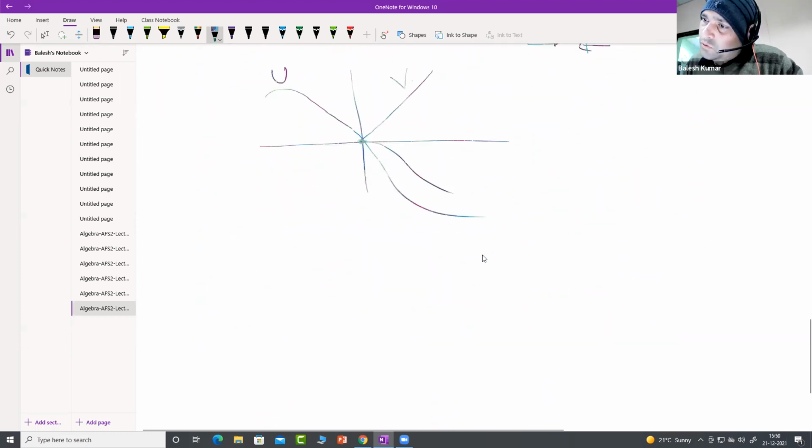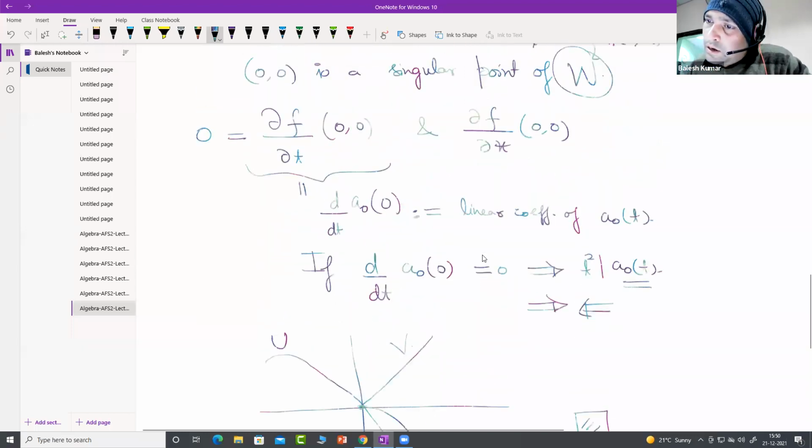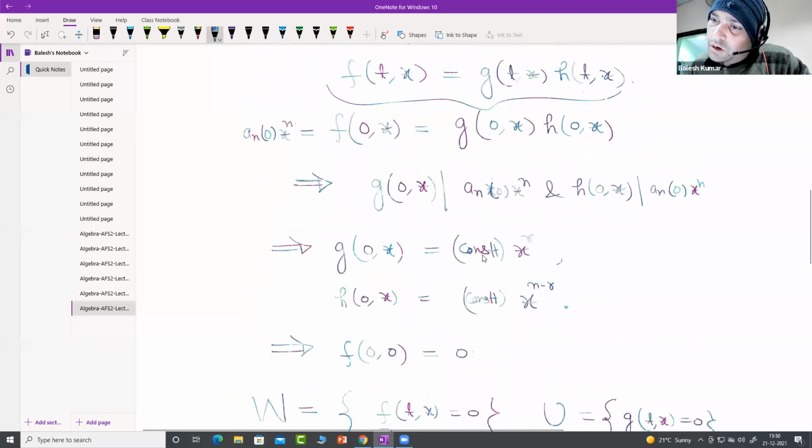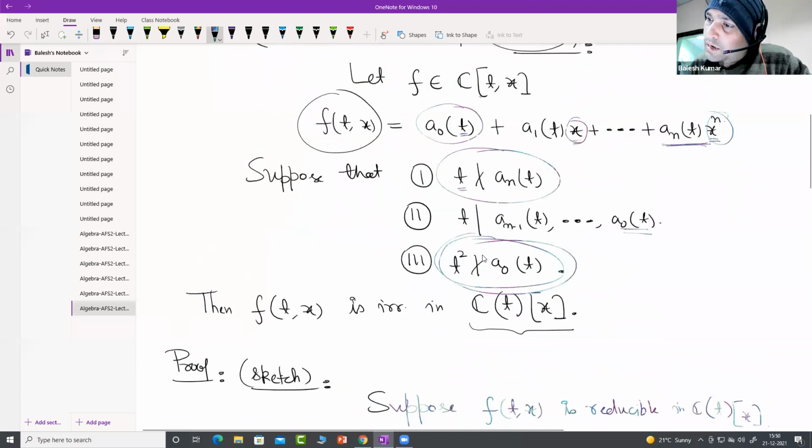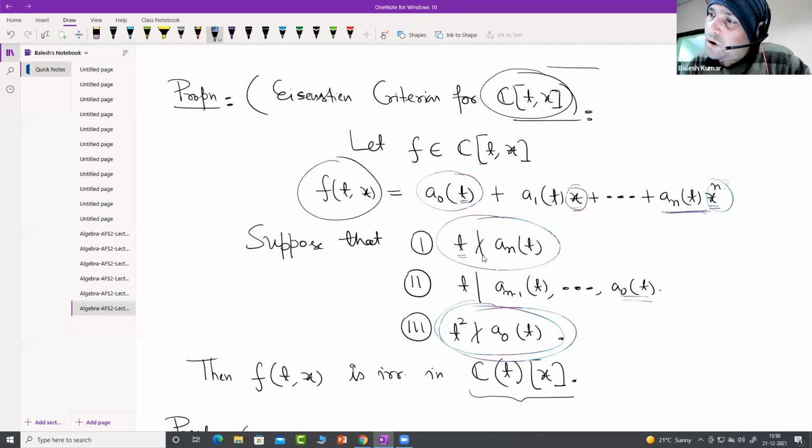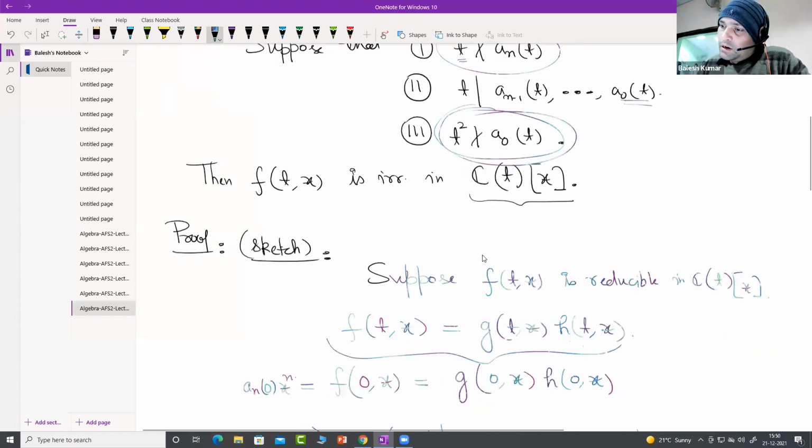Yeah, so this is exactly the Eisenstein criterion, if one treats this polynomial in x with the coefficients coming from C of t.